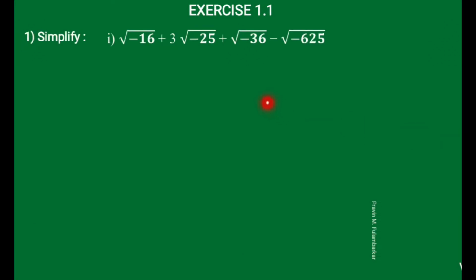So today we solve exercise 1.1. See the first question. Simplify square root of minus 16 plus 3 times square root of minus 25 plus square root of minus 36 minus square root of minus 625. So first we write this minus sign as minus 1.